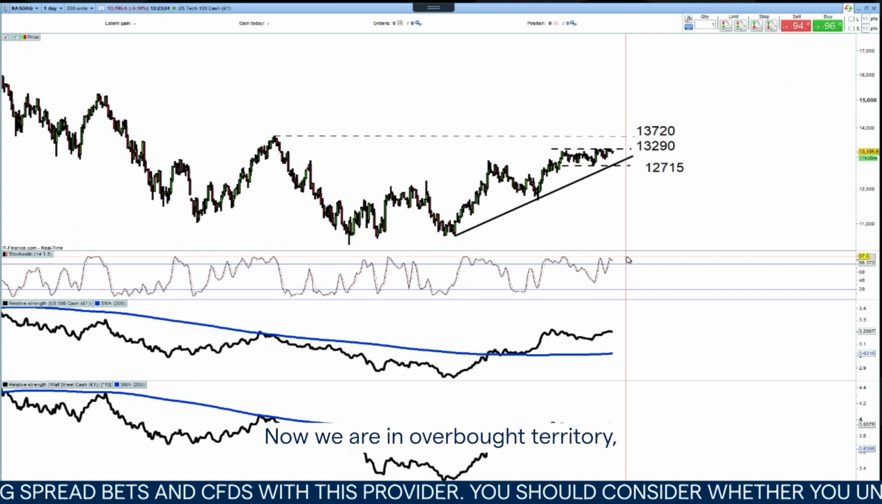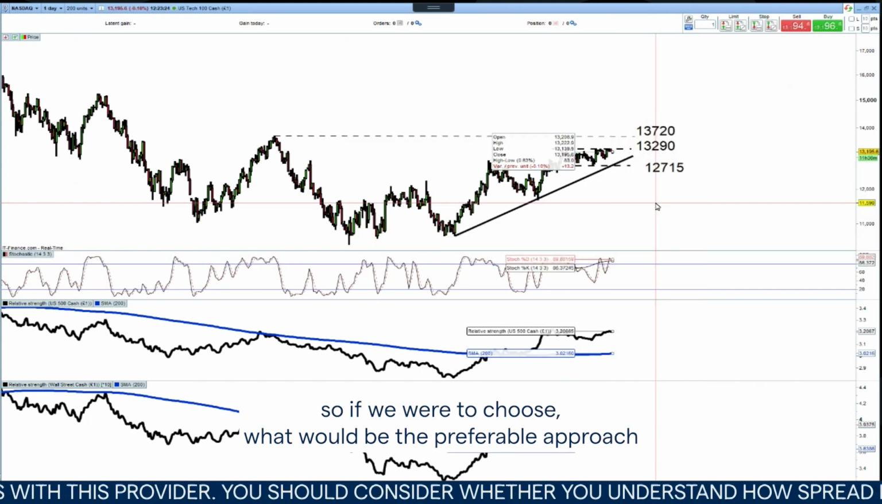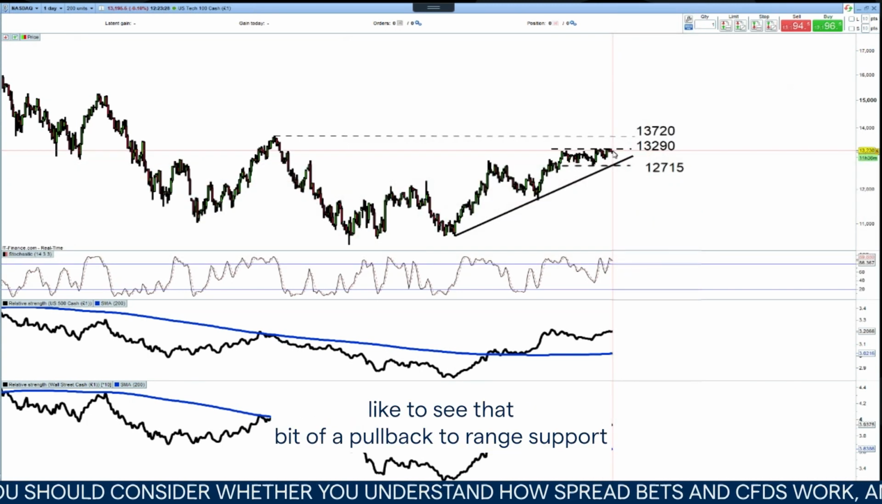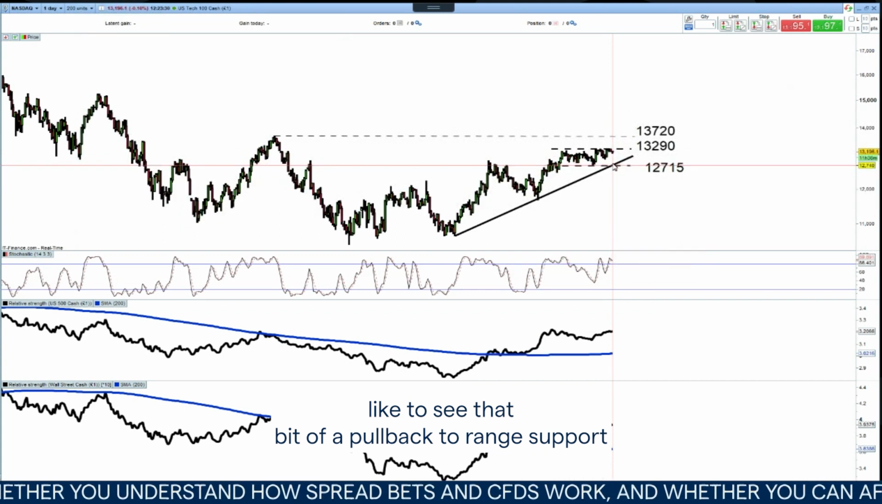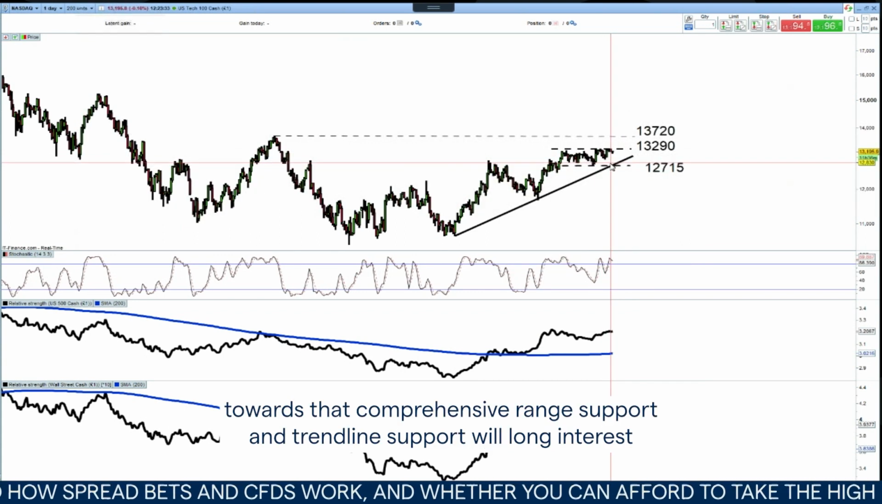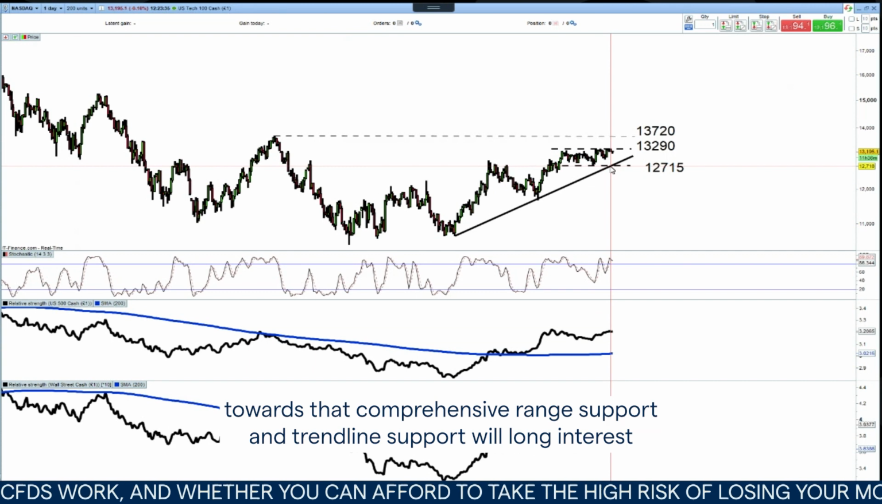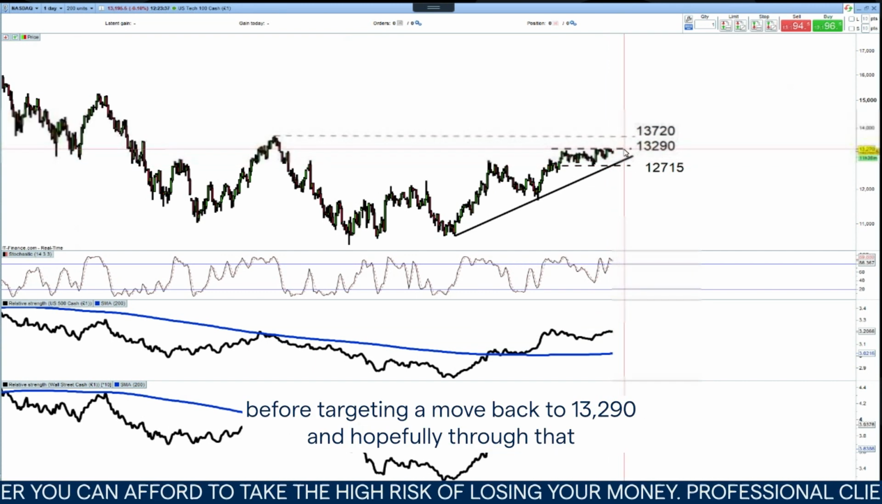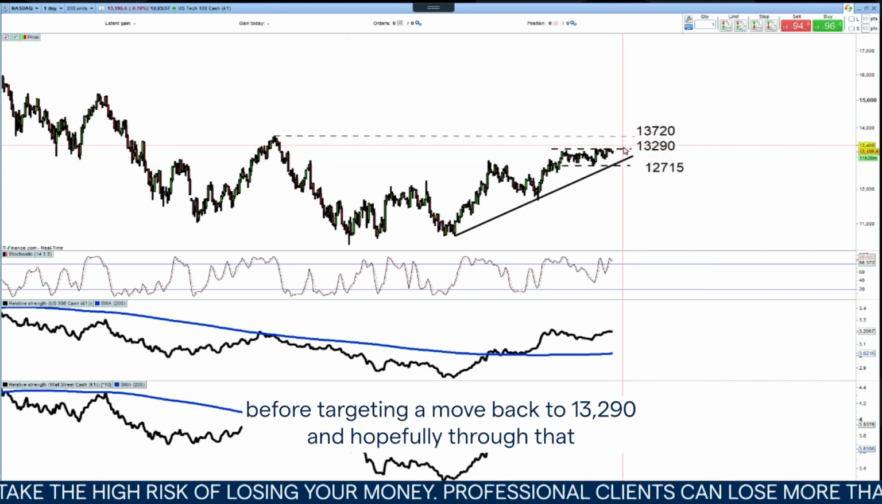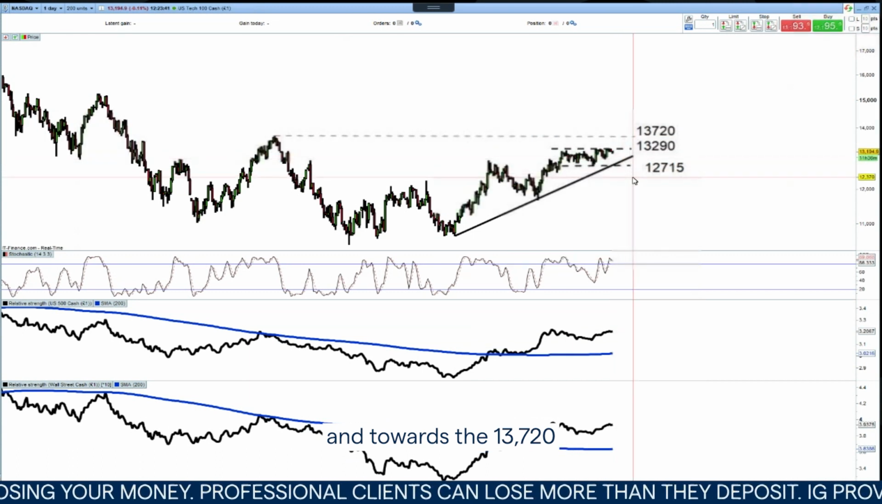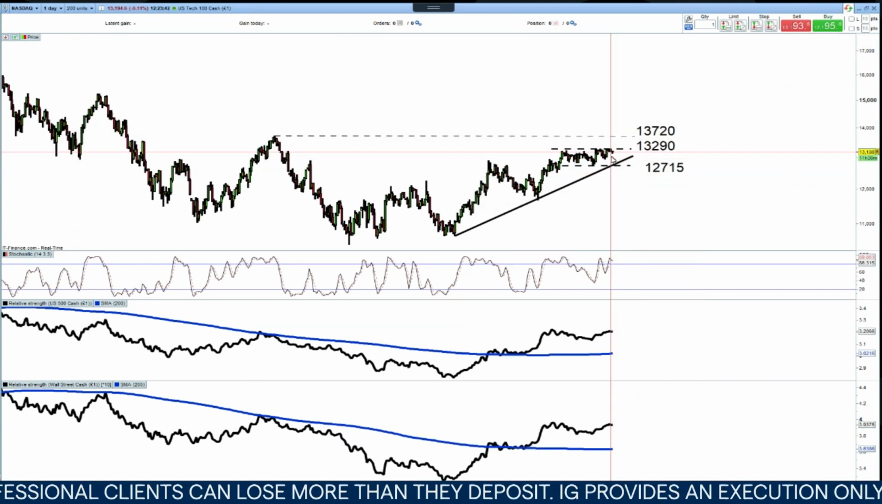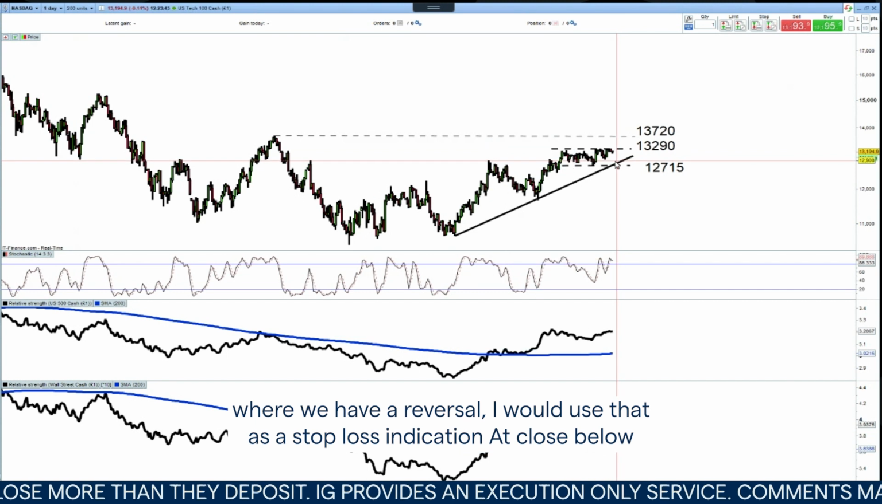Now we are in overbought territory, so if we were to choose the preferable approach, we'd like to see a bit of a pullback to range support, towards that confluence of range support and trendline support, for long entry before targeting a move back to 13,290 and hopefully through that and towards 13,720. Where we have a reversal low, we'd use that as a stop loss indication.